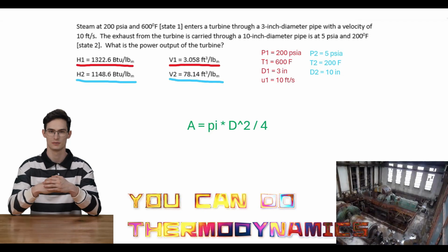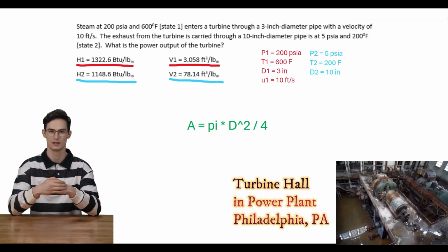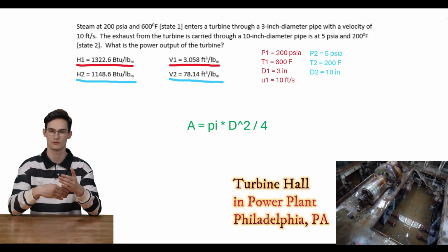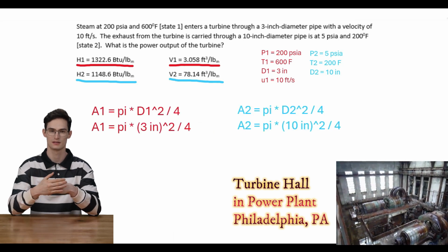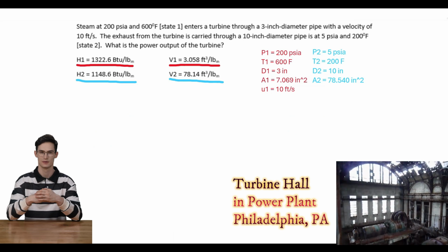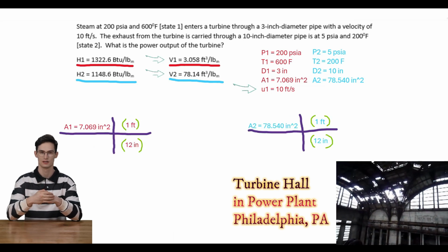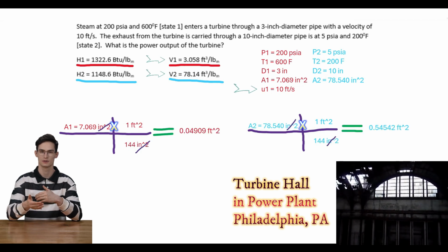In this type of problem, if you don't know where to start, try calculating the area of each pipe. The area of a pipe is equal to pi times the pipe diameter squared divided by 4. Calculate the area of the pipe for both state 1 and state 2. Do dimensional analysis to get the area of the pipe for both states in units of feet squared in order to be consistent with units of other values in the problem.